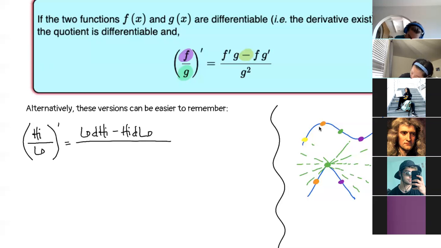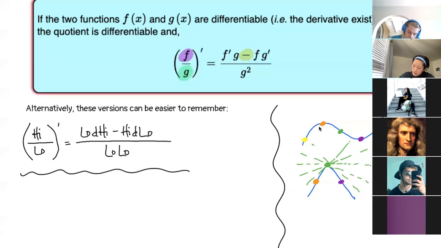And then on the bottom, another way of saying squared is that you have something times itself. So shout out for anyone there who has a low. If you have a low, you know what I'm talking about. All right, so low d high minus high d low over low low. Okay, so that's a more fun way of remembering the rule if you like.